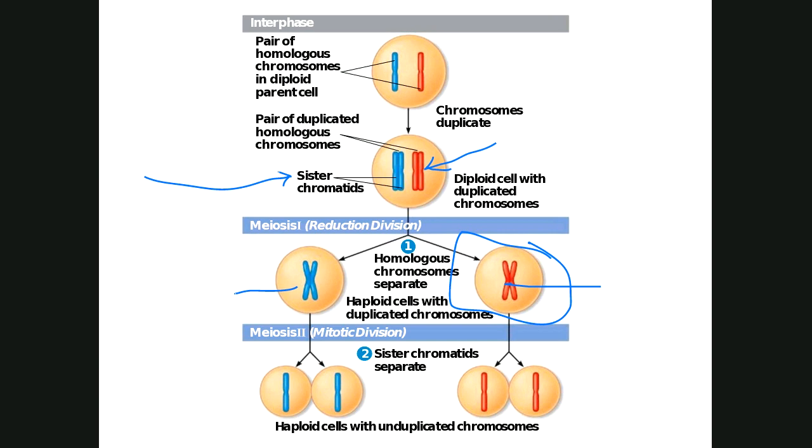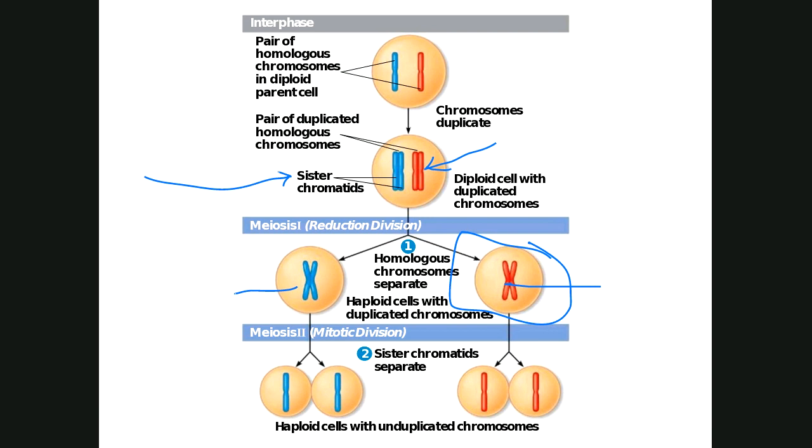Then after meiosis 1, telophase 1, there is no interphase 2. That's why interphase doesn't have a number. There's just an interphase. Cells don't stop and do any interphase stuff until they've gone through meiosis 2. So they run straight from telophase 1 right into prophase 2.